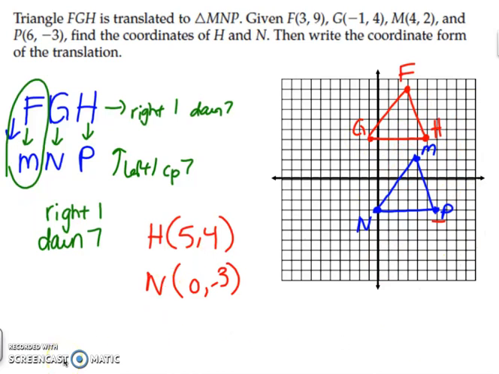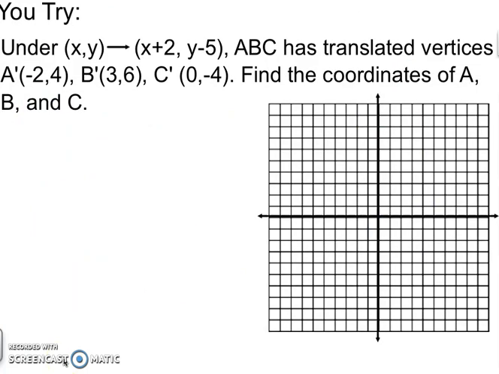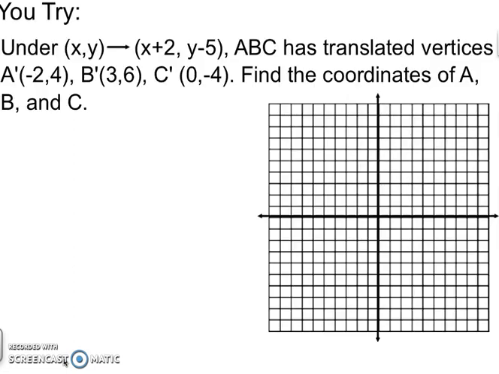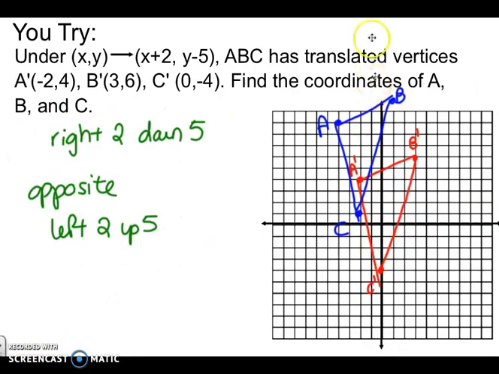All right, so you're going to try the next 2 on your own. One is pretty simple, and one is like a problem that we just did. So try these 2 and then we'll go over them. For the first problem, here's my new ABC triangle. They gave you the prime image and you had to go backwards. So instead of going right 2 and down 5, you had to do the opposite and go left 2 and up 5. I made sure I did that for all the points. Make sure that you do not put primes on those because that is the original image, okay? Let me know if you have questions on that one.